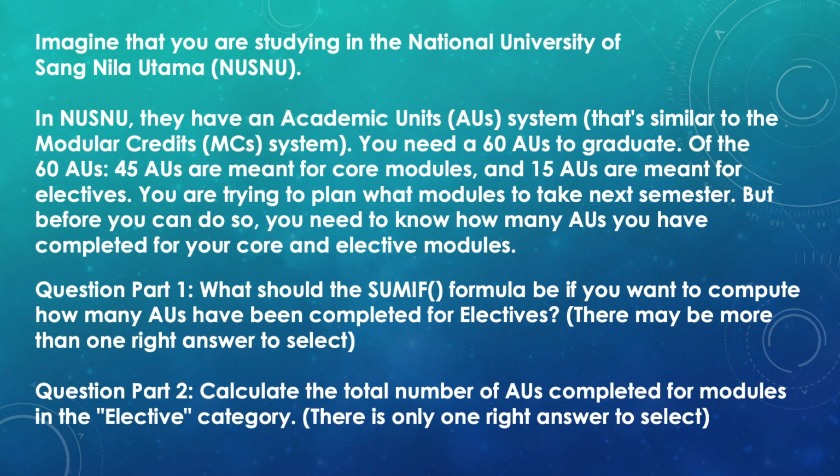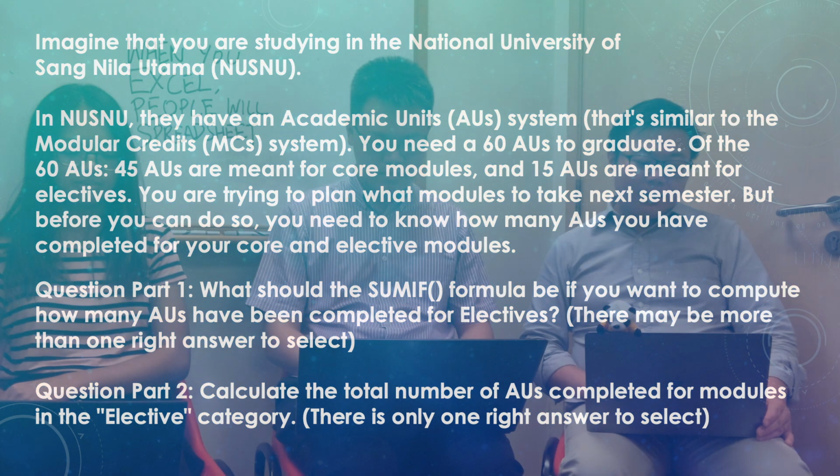Alright. So over here we ask you the question: what should the SUMIF formula be to calculate the total number of electives. Most of you got the part about how many AUs correct. Where most of you got confused is that you notice some of the formulae in the options have "elective" in quotation marks, and in some cases "=elective" in quotation marks.